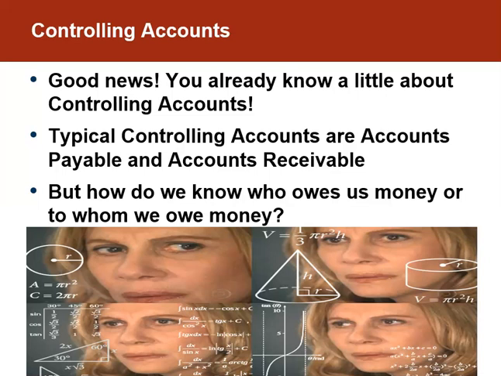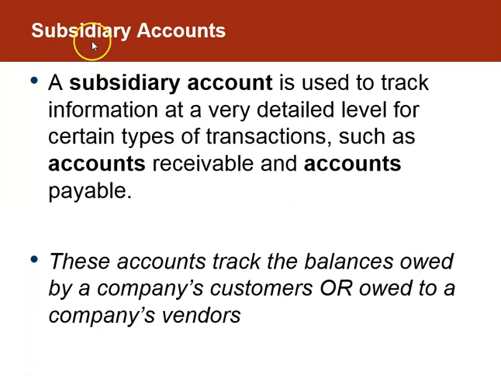So the controlling account is the accounts payable and the accounts receivable, but in order to keep our books truly correct at all times, we have to break things down a little bit more than that. And that's whenever we get into this idea of subsidiary accounts. And it says here, a subsidiary account is used to track information at a very detailed level for certain types of transactions, such as the two that we've already mentioned. Okay, and we're going to get into some examples of that.